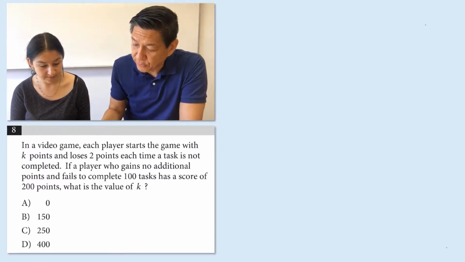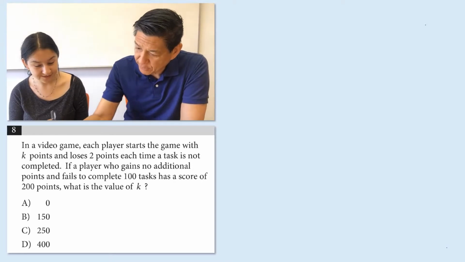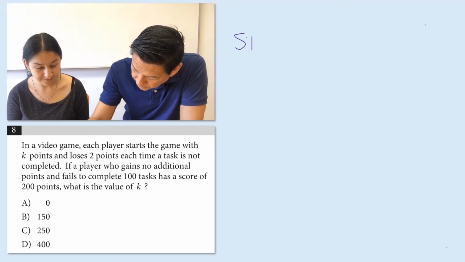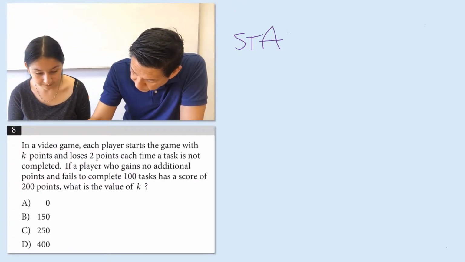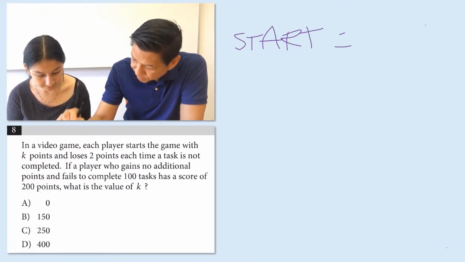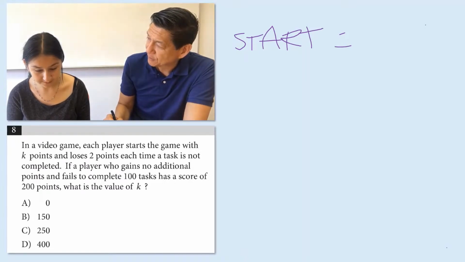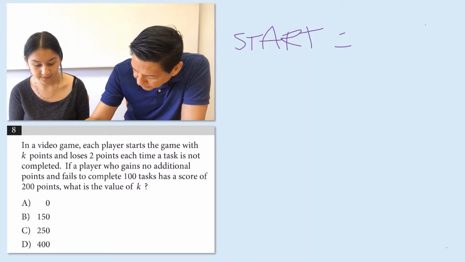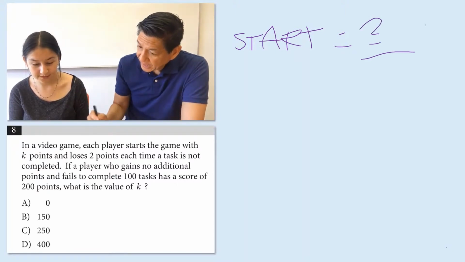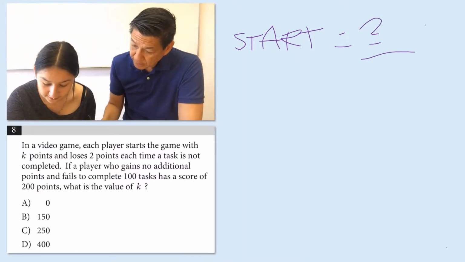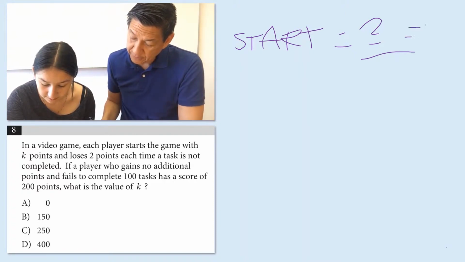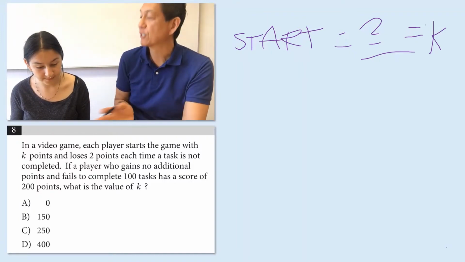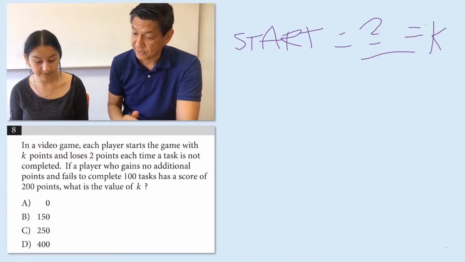Okay, is it okay if I write? Of course. So there's the start of the game. Do we know how many points the player started with? No. So I'm going to put a big question mark there. Doesn't it equal K? Can I write that? Yeah, you could put K. So you start with K points, we don't know what K is equal to. That's great, thanks for the help.